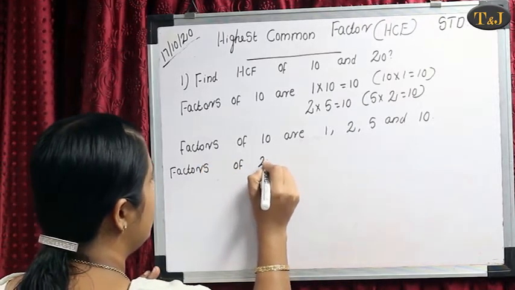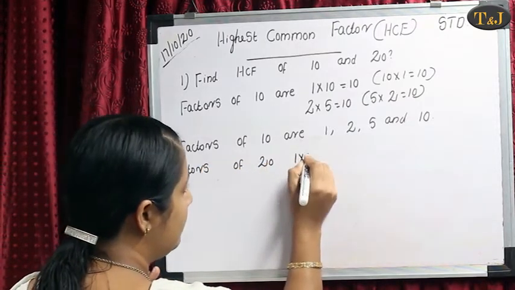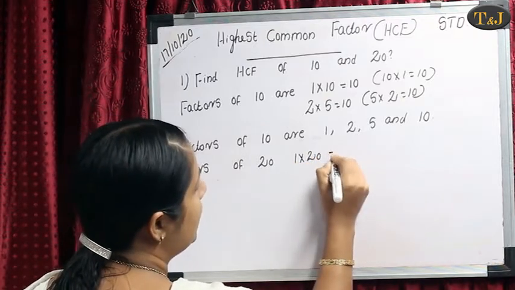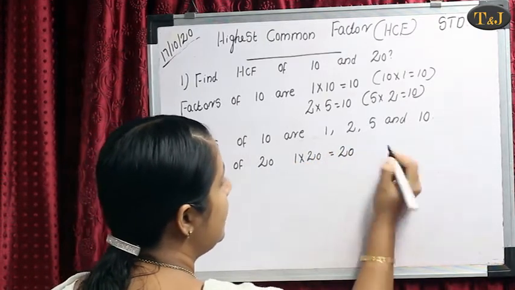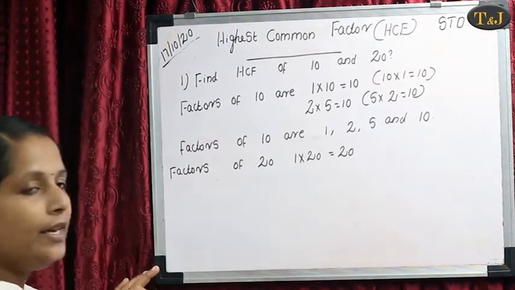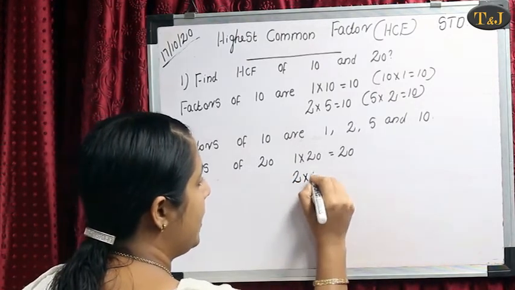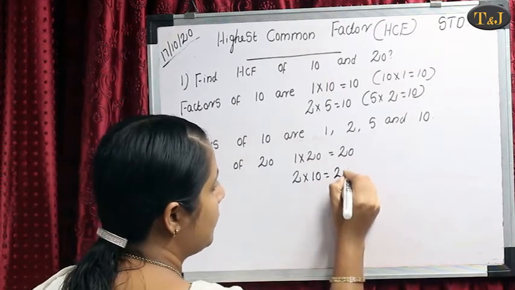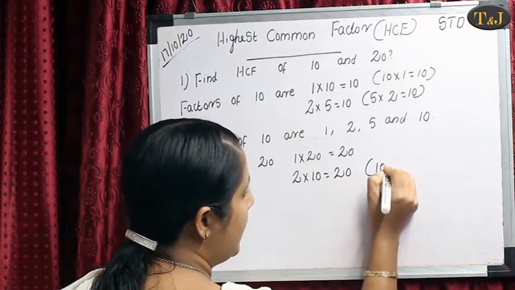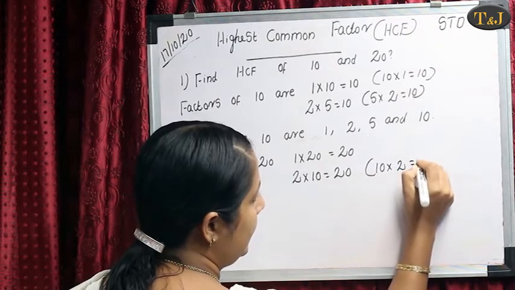Factors of 20. So in 1's table, is there 20? That means 1 into 20 equals 20. Then in 2's table, is there 20? Yes, 2 tens are 20. Then 2 multiplied by 10 equals 20, or 10 multiplied by 2 equals 20.